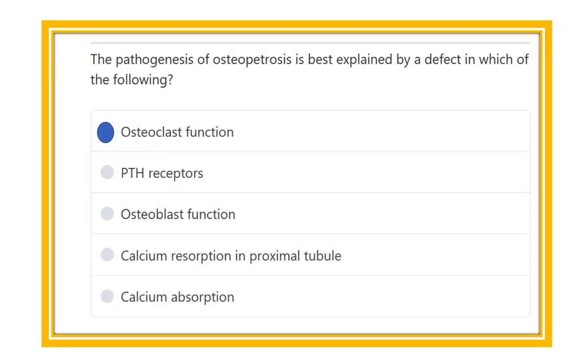So what is the cause? That means, what is the pathogenesis of the osteopetrosis defect? The actual defect is the osteoclast function, and this osteopetrosis is also known as marble bone disease.